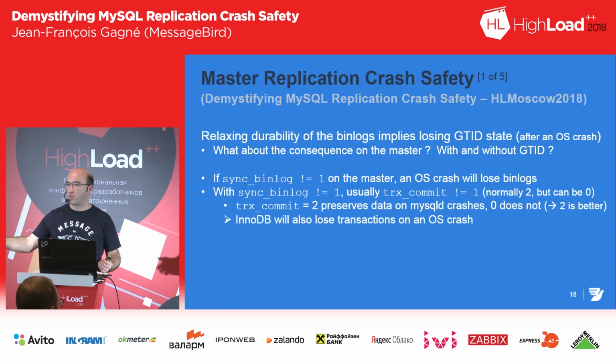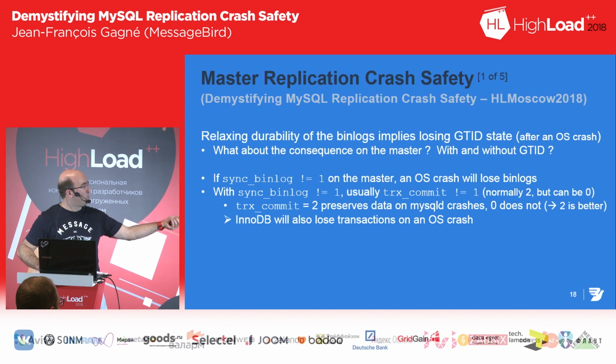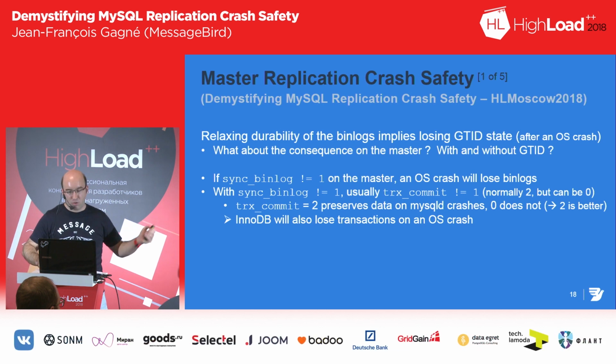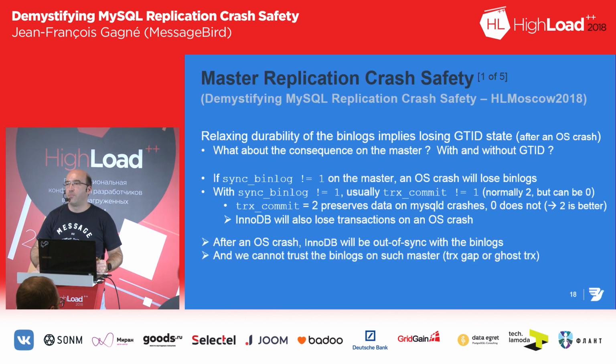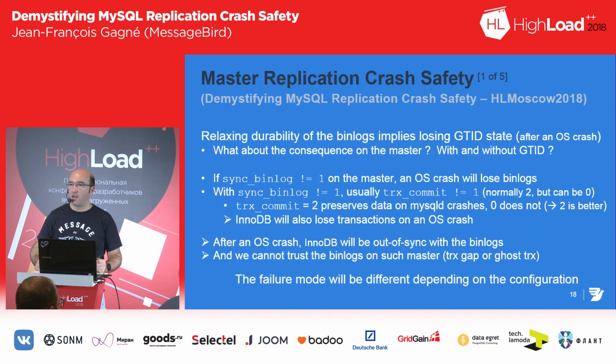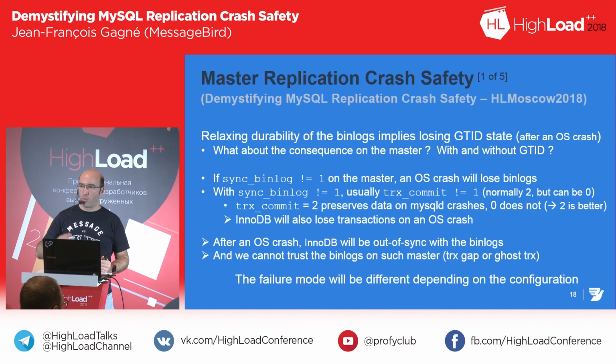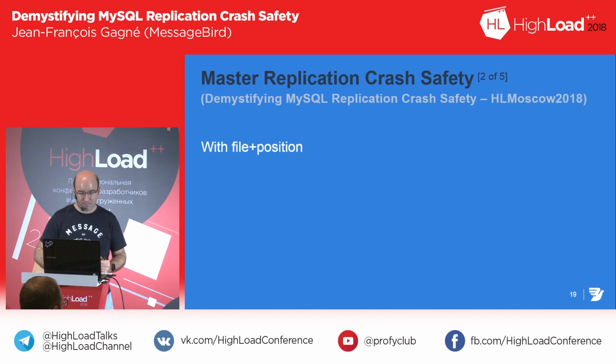And if we need some extra speed on the binary logs, we probably need some extra speed in InnoDB. So usually people set this to 0 and trx commit to 2 to get some extra speed. But then InnoDB and the binary logs will be out of sync after an operating system crash. And so that means we cannot trust the binary log of the master. And depending on how the slave is configured, we will have different failure modes.